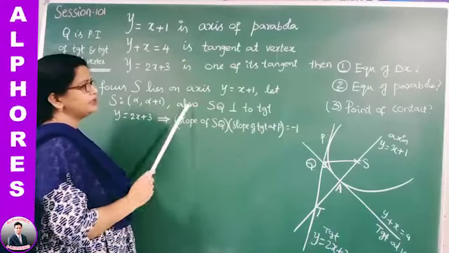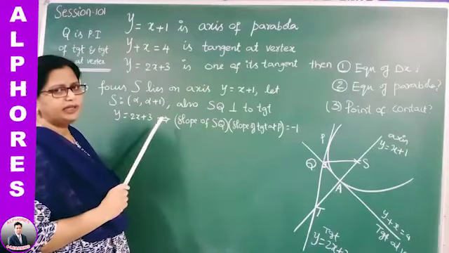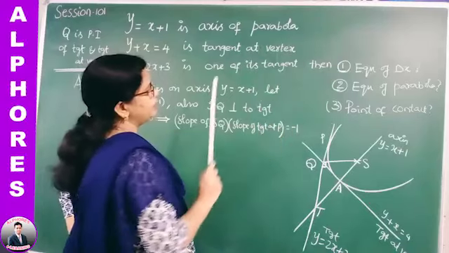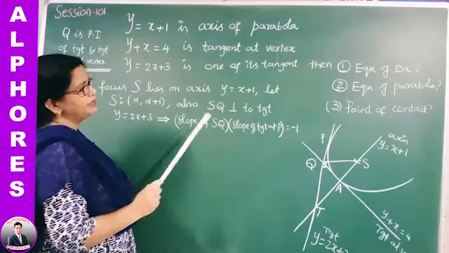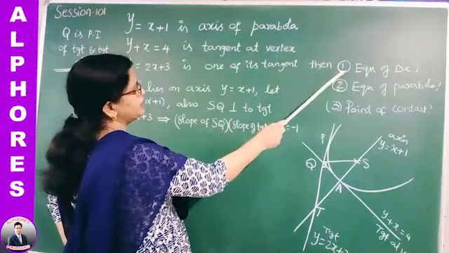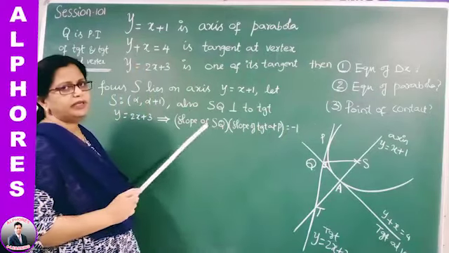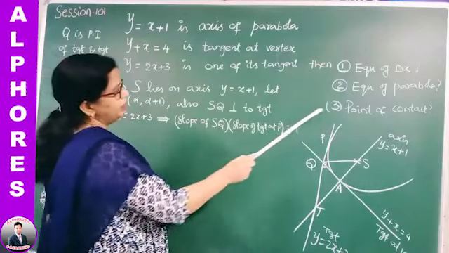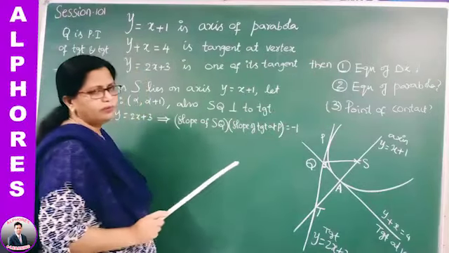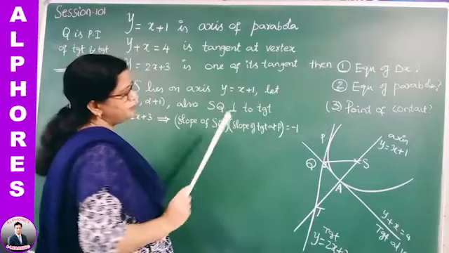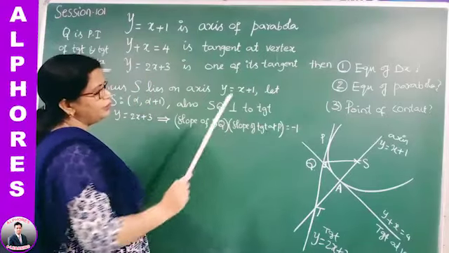Then what about the questions here? They may ask this question as a paragraph or with more than one answer. The first one is, what is the equation of the directrix? And once you know the equation of the directrix and the focus, of course you know the equation of the parabola using the formula SP = PM. And next they are asking about the point of contact, that means the point of contact of the tangent with the parabola. So the point P, how to obtain.